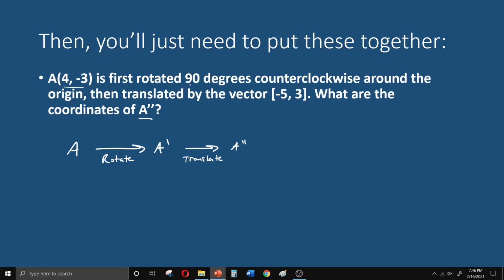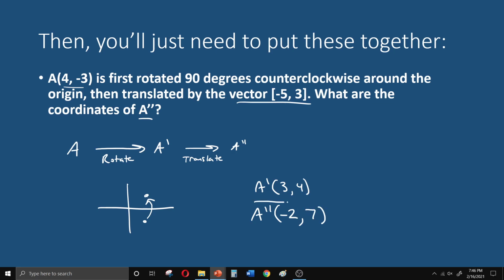All right, but let's start with 4, negative 3. I'm going to start by rotating it 90 degrees counterclockwise. Again, for me, a picture is really helpful. So I'm going to start down here. 90 degrees counterclockwise is going to go against the clock like this. They're both positive, so I know A prime is just going to be 3, 4. I'm going to switch the coordinates and change the signs to the appropriate signs for that quadrant. Then I'm going to translate by this vector, so for A double prime, I'm going to take 5 away from the x-coordinate. I'm going to add 3 to the y-coordinate, and I'm done. That's it.